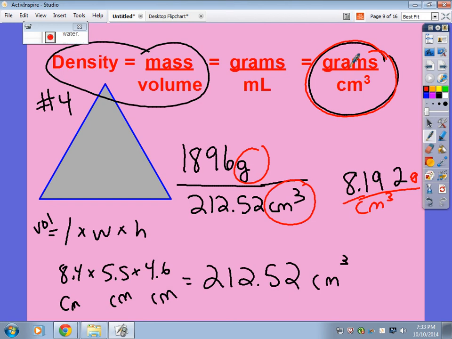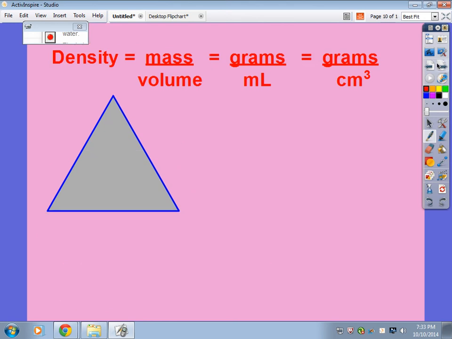Now if I was to use my triangle, I know my mass and I know my volume. I don't know my density. I divide, don't I? Okay? All right, last example. Last example is number six. And number six says you have a mass of, that's not a mass, that's a volume. So go ahead and change that 250.0 milliliters to grams.